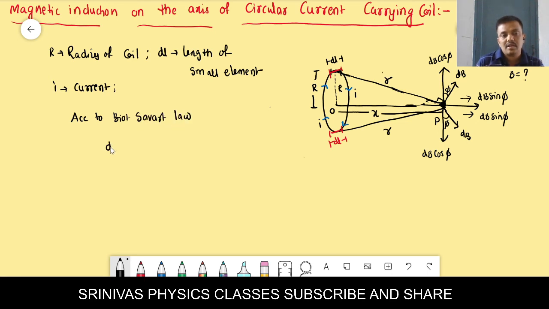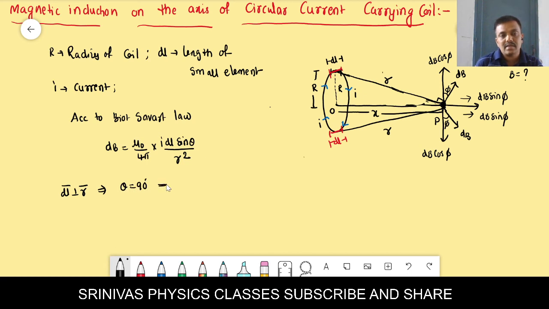According to Biot-Savart, the magnetic induction due to a small element we write as mu naught by 4 pi into I dl sin theta by r square. Is it correct? But here dl and r are not appearing perpendicular in this figure, but actually dl will be perpendicular to r. Then theta will be 90 degrees.